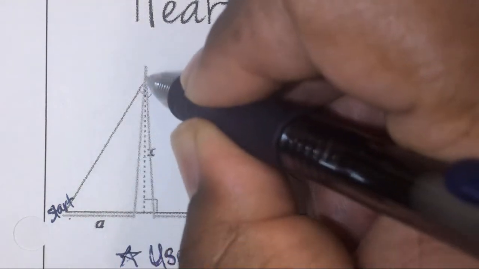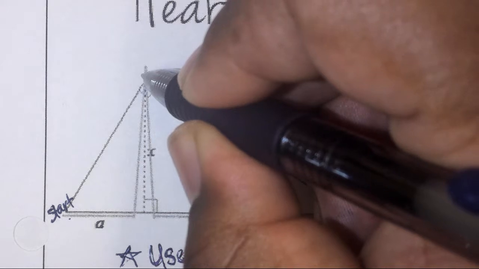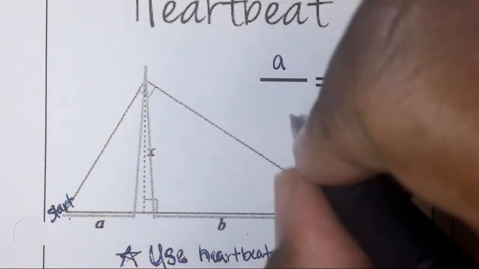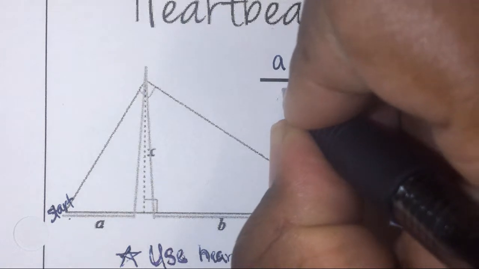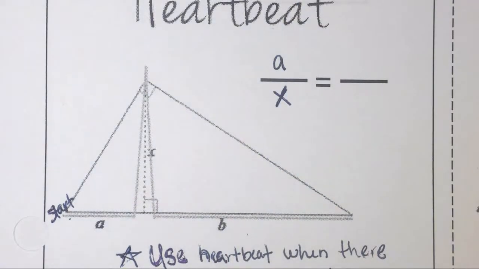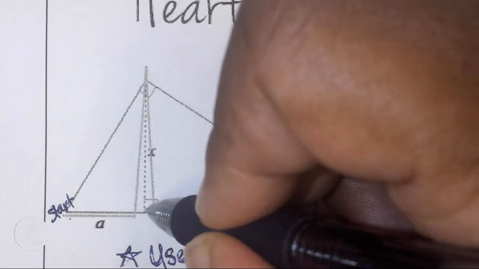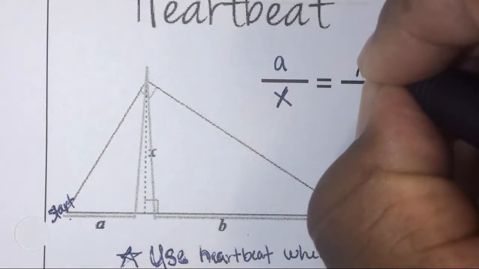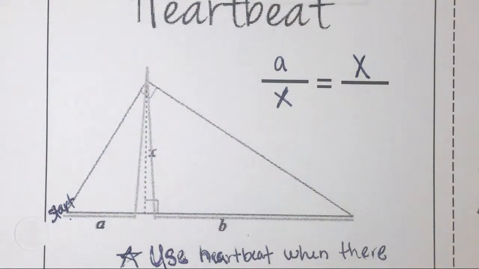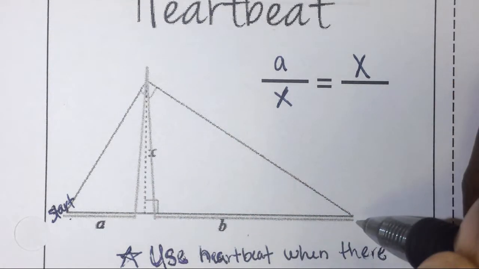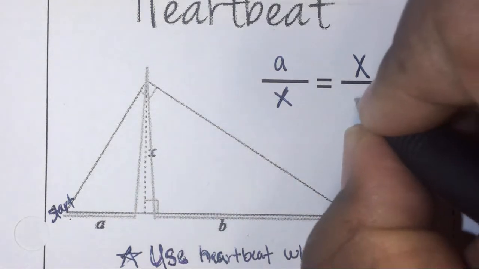Then I'm going to come up the altitude. When I come up the altitude, I'm going to write whatever number is there. In this case, it's just the variable X. That's going to go below A, bottom left. Then I'm going to come back down on my heartbeat. That's going to be the X again. I'm going to hit that X one more time, so I'm going to come back down and write X again. And then, to finish the heartbeat, I'm going to go across here, and that's going to be B.